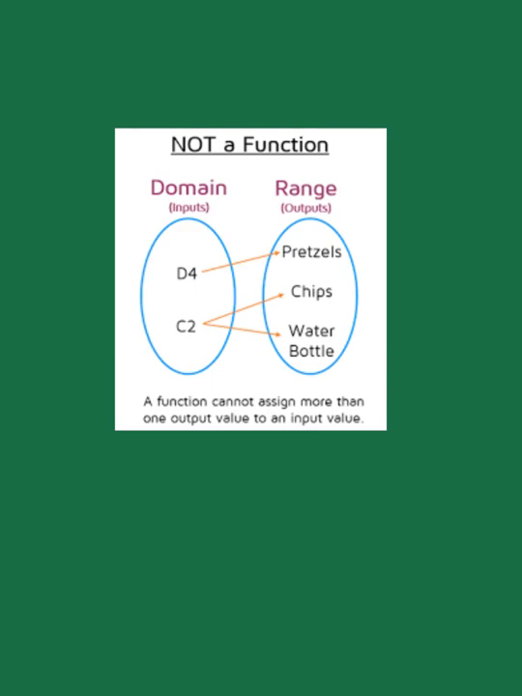Okay, here is an example that is not a function. This is what you call a vending machine that is broken. So if I'm at a vending machine and I'm hungry and I want some pretzels, all I have to do is put my money in the machine, press the button that says D4, and out comes some pretzels. And I'm happy because I'm getting what I expect to be getting.